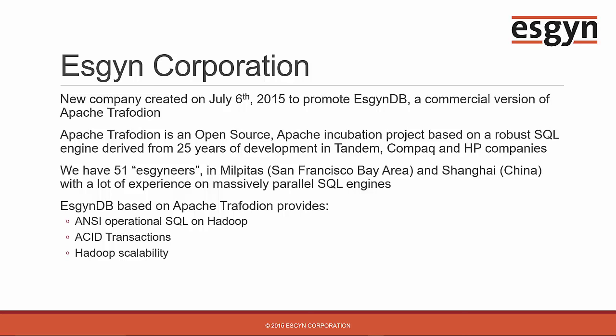We're a little company. We started in July of 2015 to promote EsgynDB, which is a hardened commercial version of the Apache Trafodion open source project. Now, Apache Trafodion is a code base that we've been working on for a long time, some of us for 25 years or more. It came originally from Tandem Computers, the NonStop database group there, and matured over time and evolved into various products at Compaq and HP. And we put this code into open source in 2014 and are now creating a commercial product based on it.